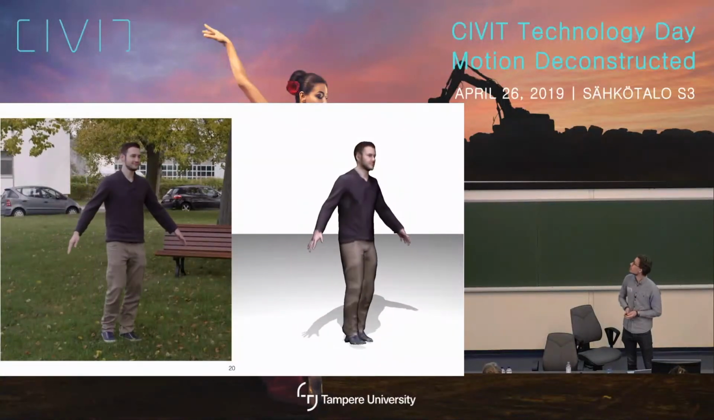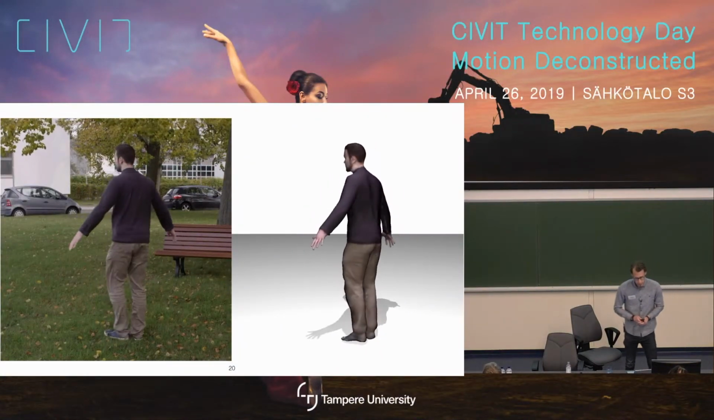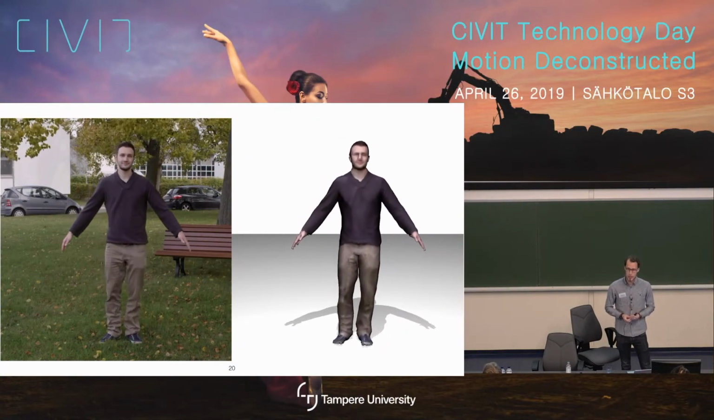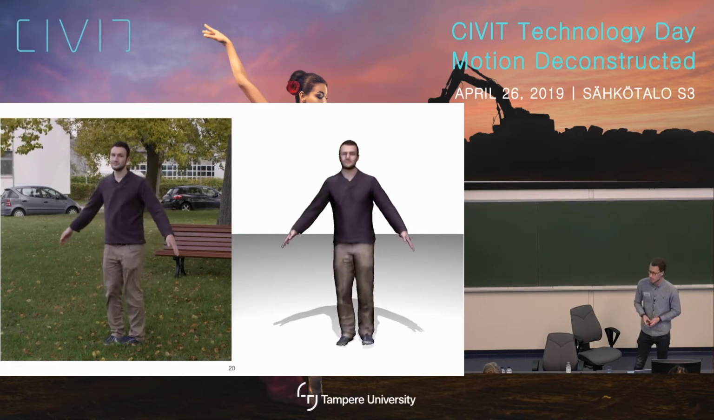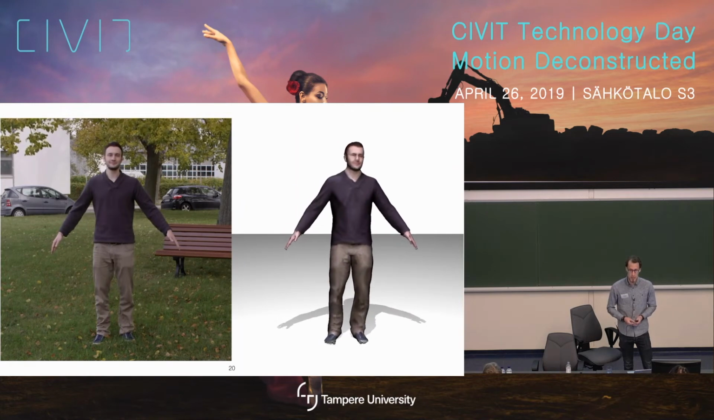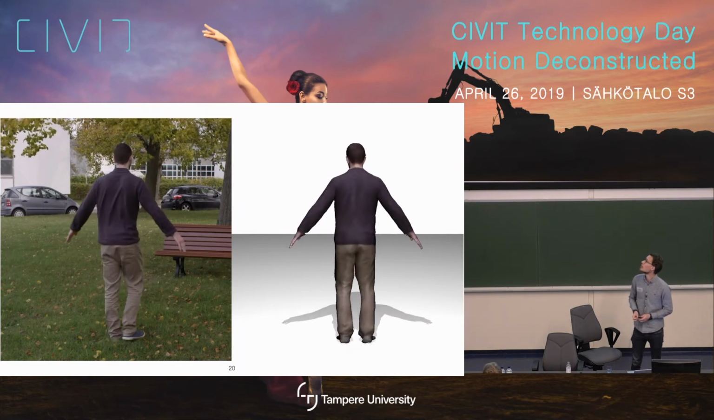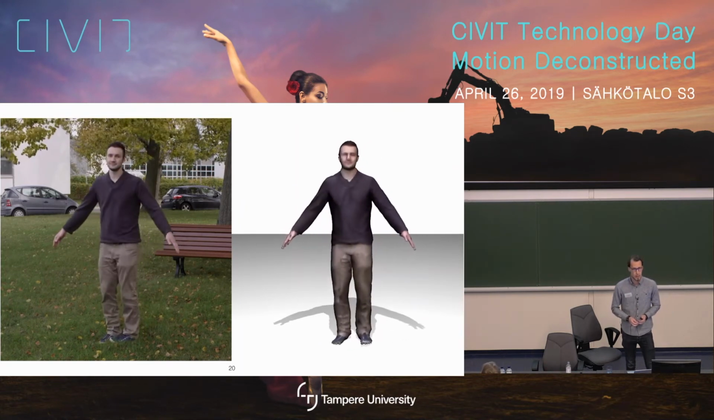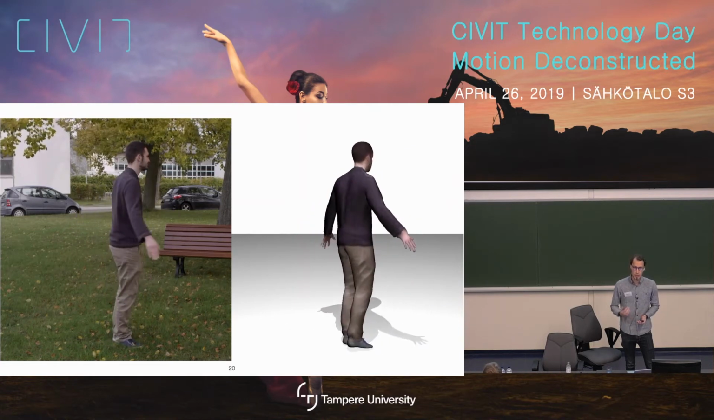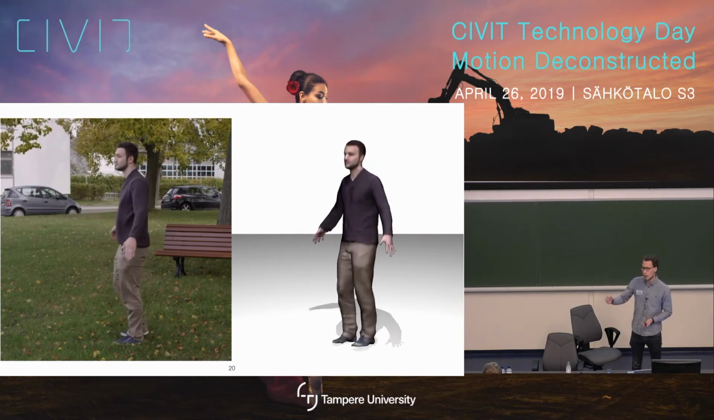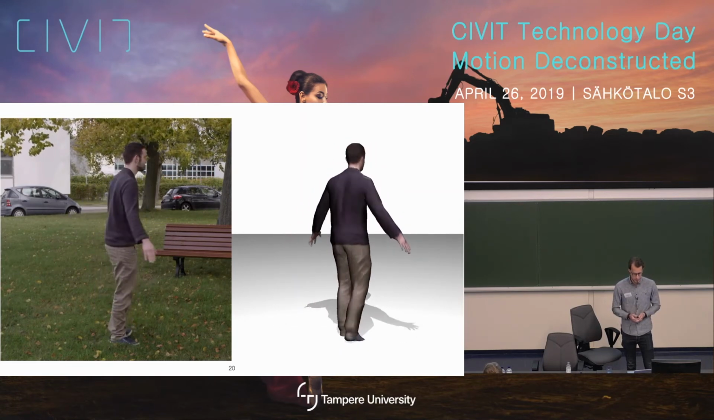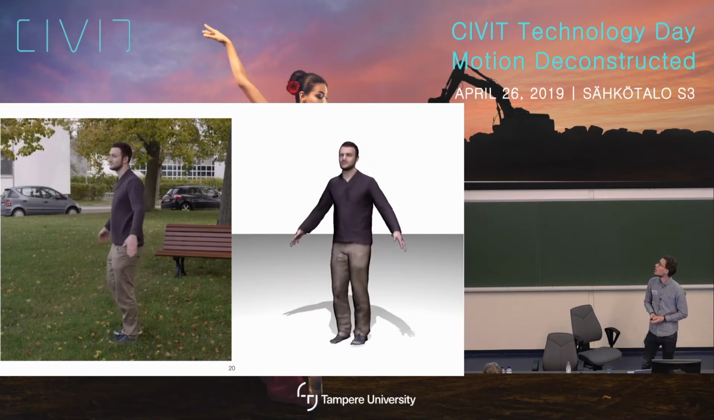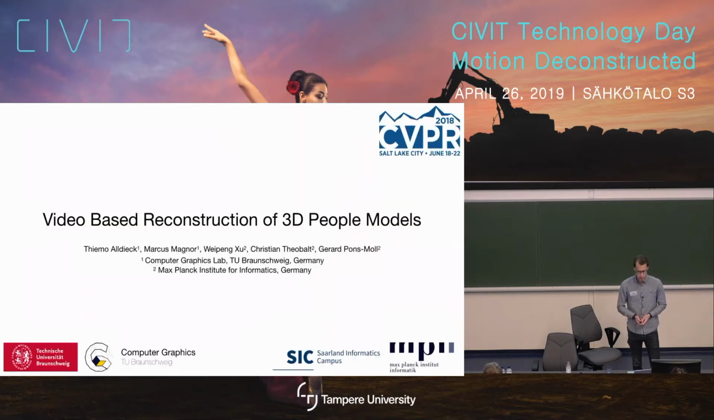So this is what I'm doing. On the left side, you see a video of the subject. And on the right side, you see a digital version of him performing the same motion as seen in the video. And this is in 3D. So we could change the viewpoint of the video. We could do various things with it.